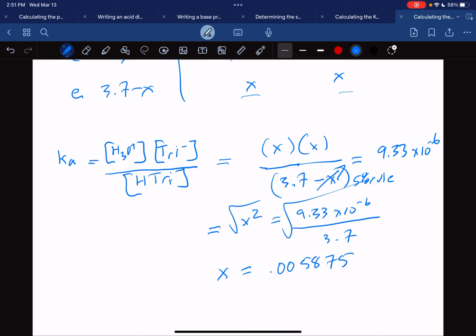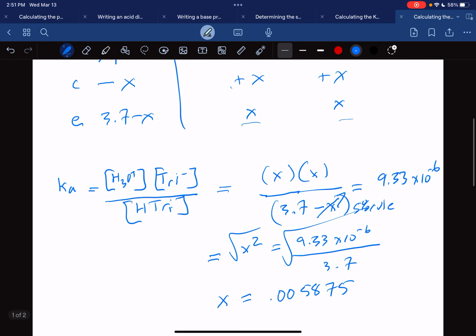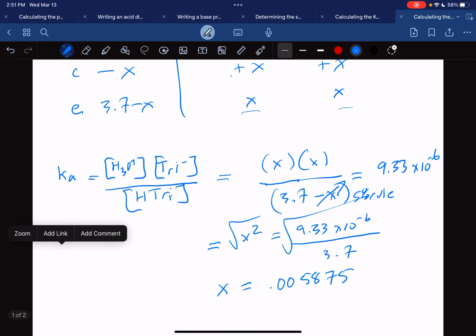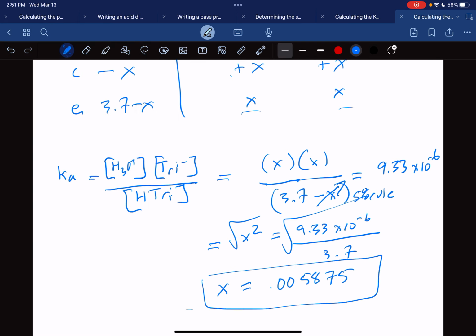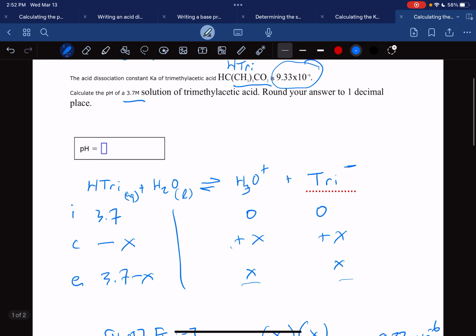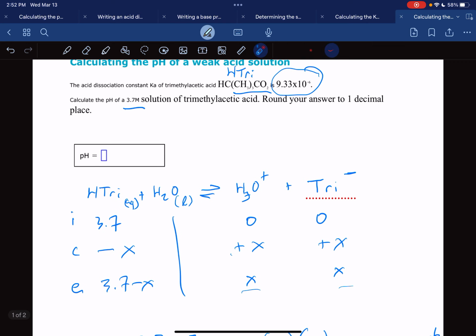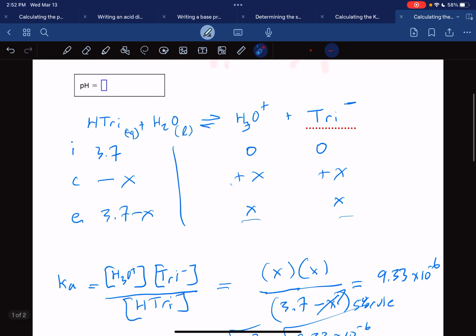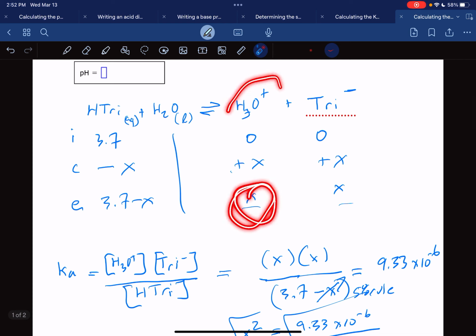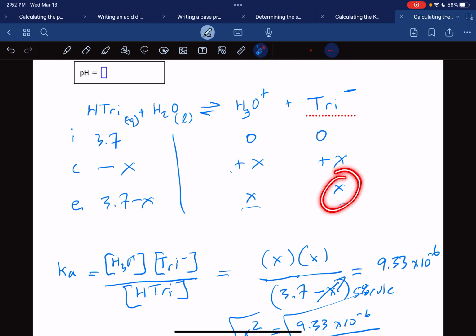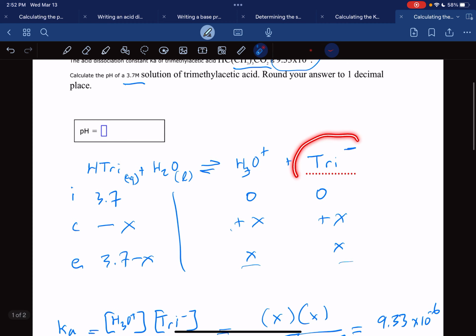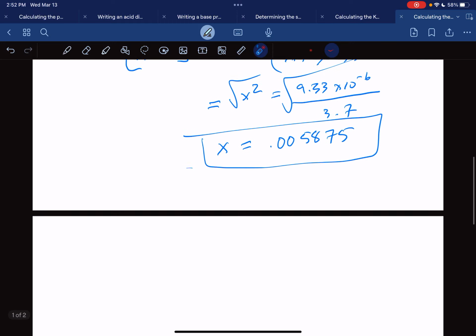0.005875. Now, that is also equal to, and this is what's important, if you just write this right here and you're like, all right, that's my answer, that's not good enough because they're not asking you to solve for x. They're asking you to solve for the pH, right? So in order to figure out the pH, we have to first figure out the H plus and then figure out our pH. So we have to somehow draw the correlation that at equilibrium, the X is equal to H3O plus. I mean, the X is also equal to tri minus, but we don't care about tri minus because they're not asking us to solve for P tri. They're asking us to solve for pH.